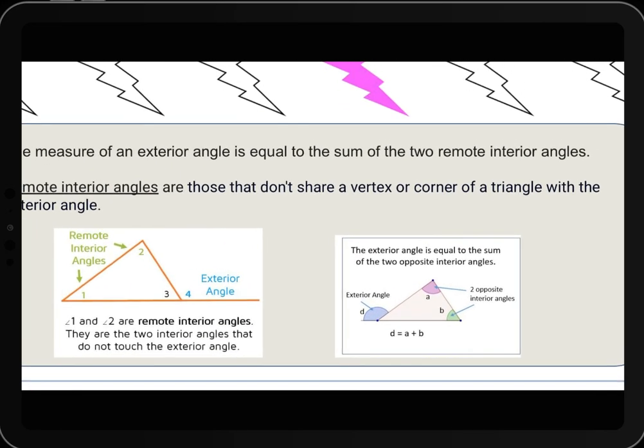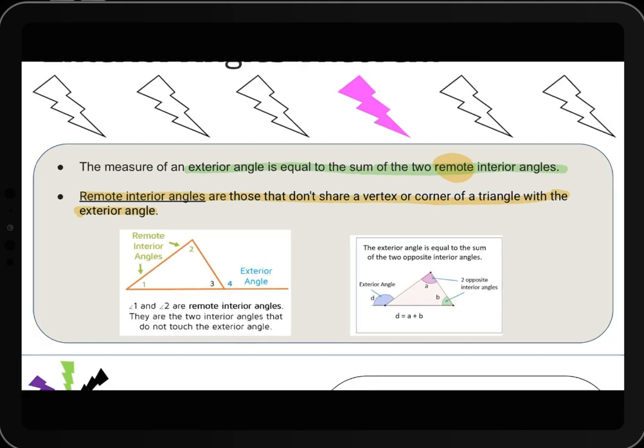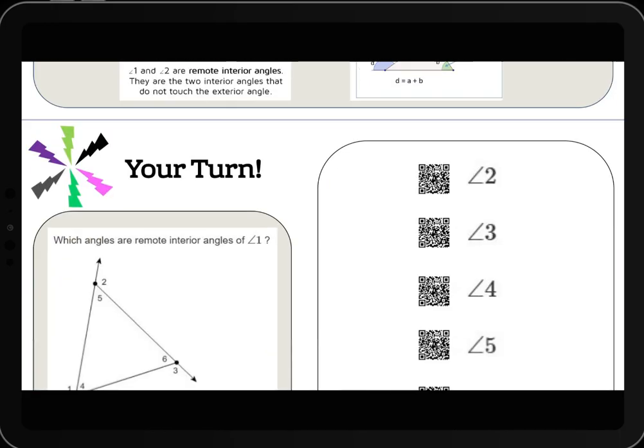Okay, so it is important to recognize a couple important features. Number one, an exterior angle is equal to the sum of the two remote interiors. And I'm going to really highlight that word remote. Remote means that it's further away, right? So we even have a whole statement on it. Remote interior angles are those that don't share a vertex or a corner of a triangle with that angle. Sometimes you might refer to it as the remote angles aren't touching the exterior angle at all. Okay, so please just keep that in mind as a reference for what makes a remote interior angle remote with respect to those angles that are exterior.